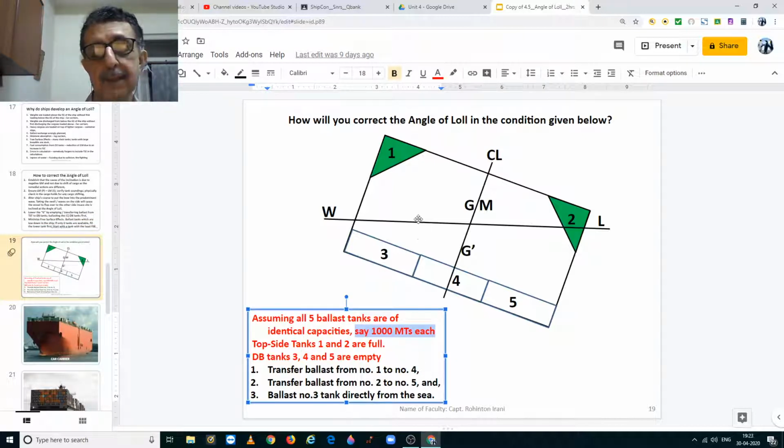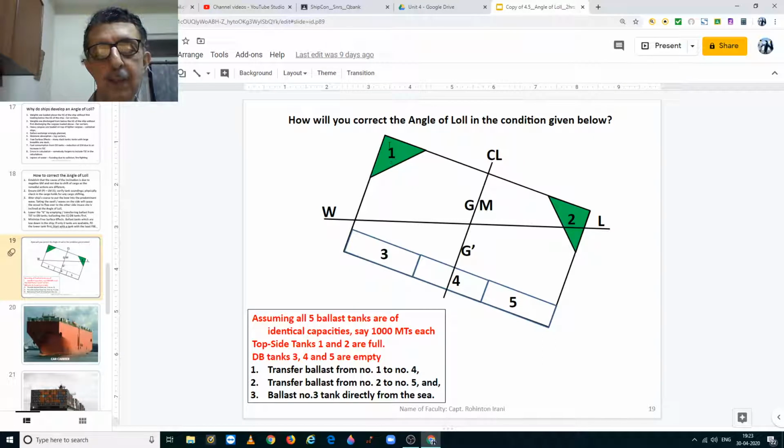The best and the safest way to go about reducing her angle of loll and thereafter bringing her back to upright condition would be to start emptying out number 1 tank into number 4 tank. Number 1 tank, as it starts to become slack, and number 4 tank, as it starts to become slack. Number 1 is emptying out, remember, and number 4 is filling in. So this was 100% full, this was 100% empty. Now both tanks are slack as the water from number 1 is being transferred into number 4.